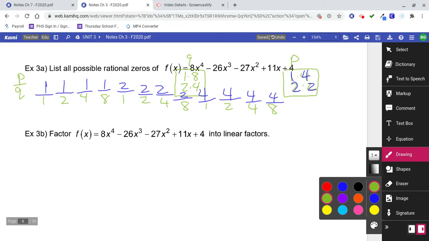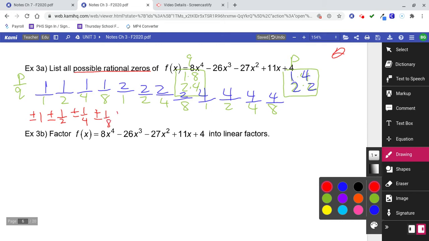Okay, great, cool. Also, what you're going to have to do is say that positives and negatives work. So for my answers here, my possible rational zeros, I'm going to reduce each of these fractions. So the first one, 1 over 1 is 1. So I'm going to say plus or minus 1 right there. And then you've got plus or minus 1/2 and plus or minus 1/4 and plus or minus 1/8.